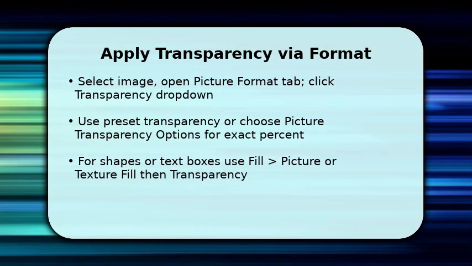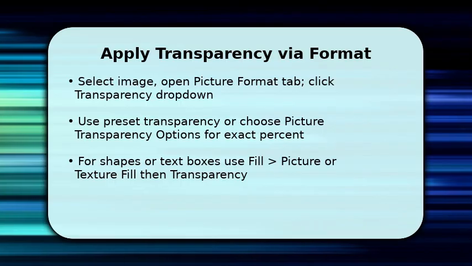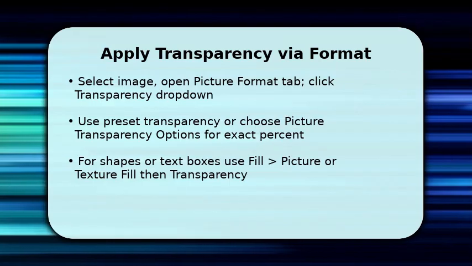Once the picture is selected, switch to Picture Format and choose Transparency. You can pick a preset or click Picture Transparency options to open detailed controls. In the pane, drag the transparency slider or type a precise % to make parts or the whole image lighter. This is useful when you want a watermark effect.